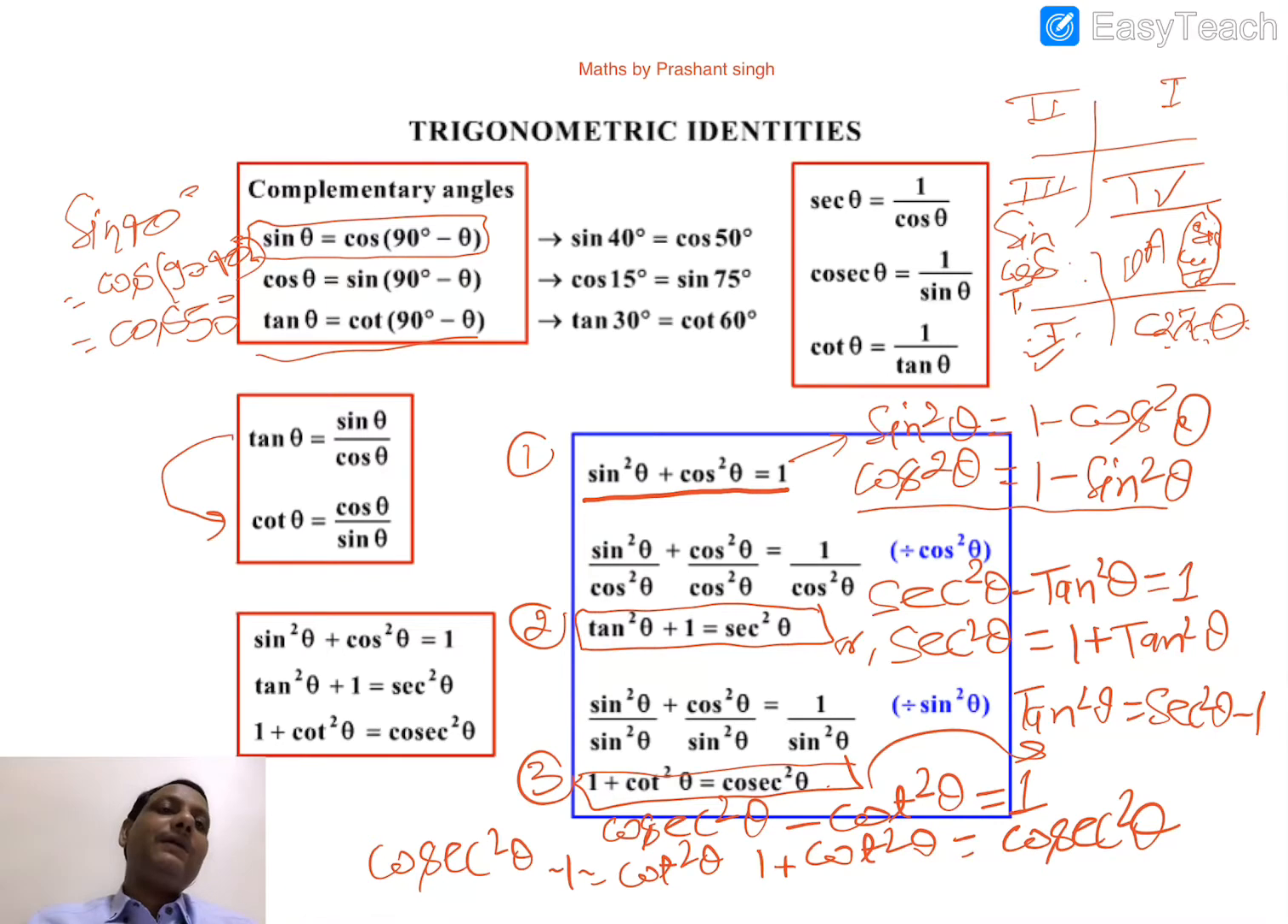Now, as usual, sec is the reciprocal of cos, so sec theta is equal to 1 over cos theta, and cos theta is 1 over sec theta. Similarly, cosec theta is 1 over sine theta, sine theta is 1 over cosec theta, cot theta is 1 over tan theta, and tan theta is 1 over cot theta. You know all these formulas. So these are all the trigonometrical identities.